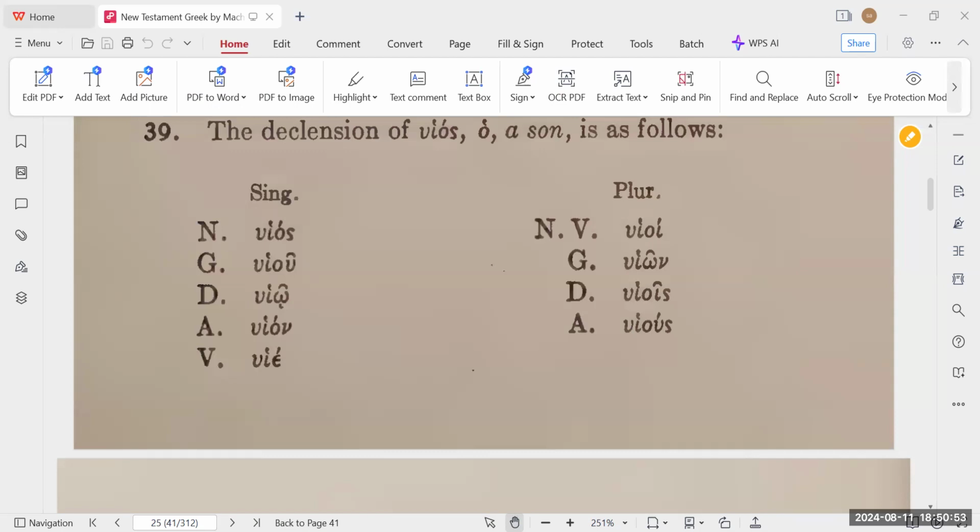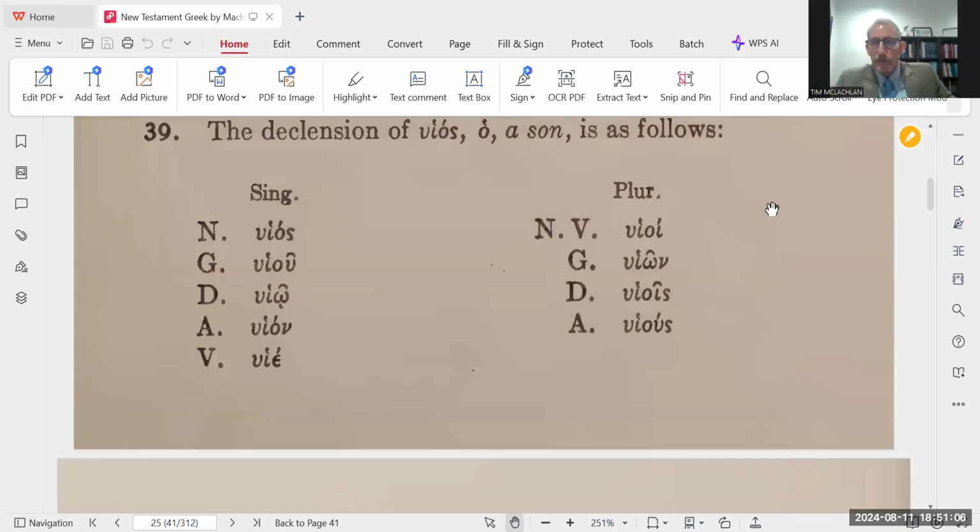I just want to review quickly back. This is page 26 of Machen's book. For some reason, why is that not showing? Probably should show my picture here. You can see my face. Okay.